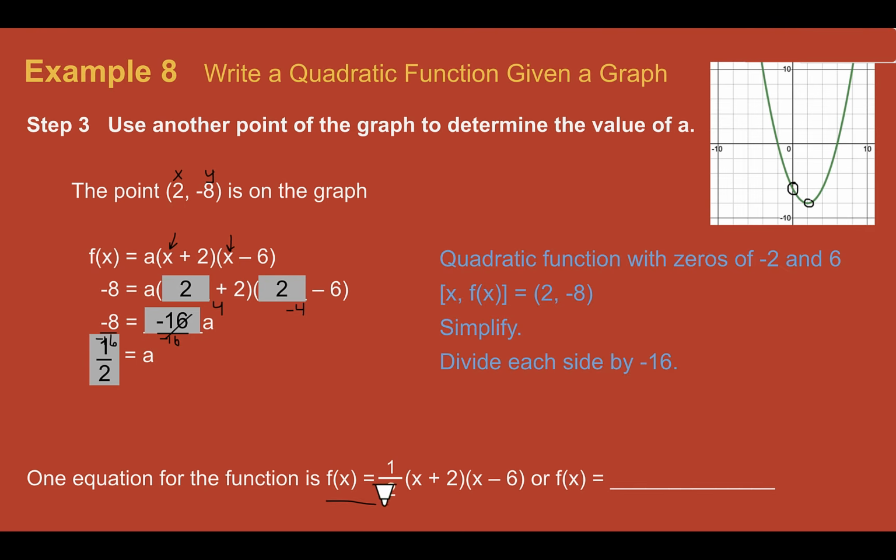So one of the equations for this function, we could just write it with our a value and then our two factors, or we could use the FOIL method that we learned about in module 10 and multiply things out. And when we do that and then times it by 1/2 at the end, we would end up with a function of f of x equals 1/2 x squared minus 2x minus 6.